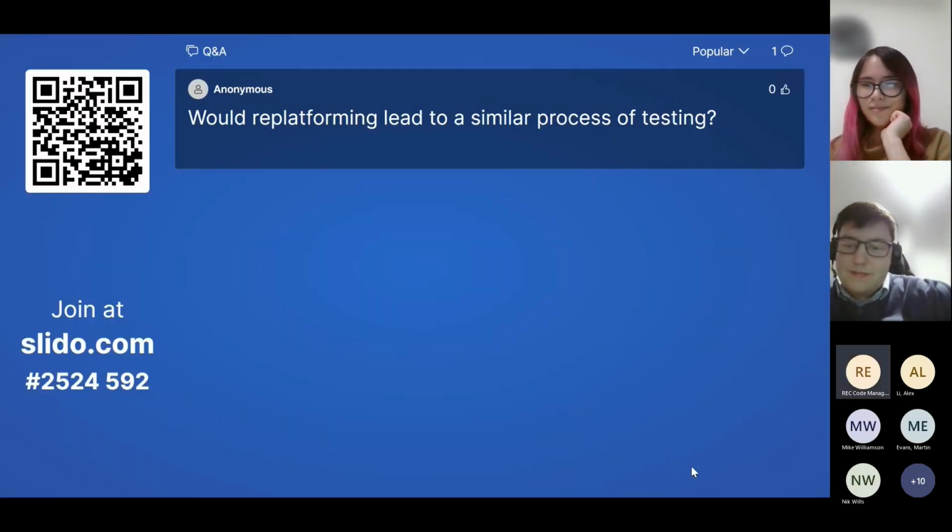Thanks, Georgina. So I think we've just had one come through at the moment. Would replatforming lead to a similar process of testing?